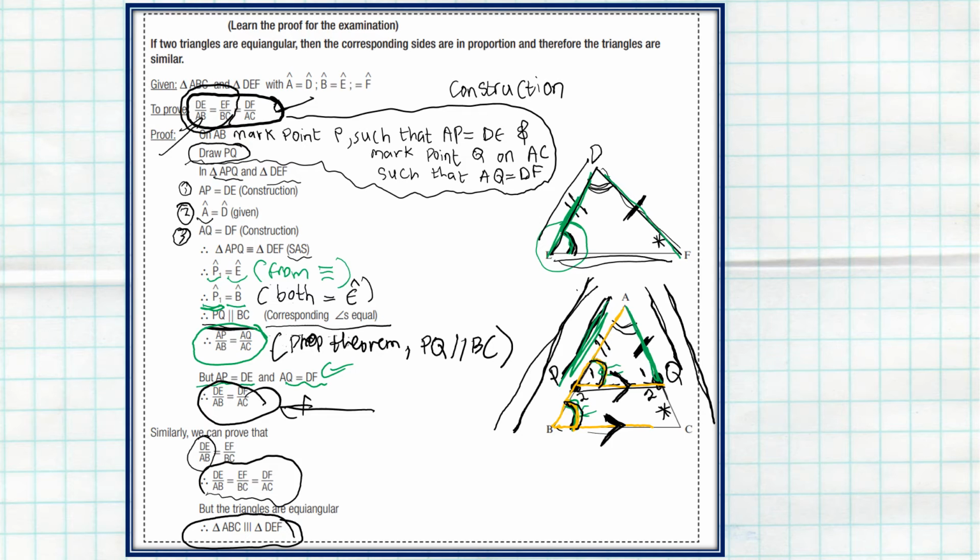From congruency, you can deduce that if this angle here is equal to this angle there, and this angle was initially equal to this, therefore these two angles are equal. And if these two angles are equal, we can conclude that the two lines are parallel because corresponding angles are equal. After deducing that, you can use the proportionality theorem, since there's a line drawn parallel to one side of a triangle, to get the ratios of the sides and equate them. Then you replace by those you have done in congruency, and you have proven the theorem. Very simple. Okay.